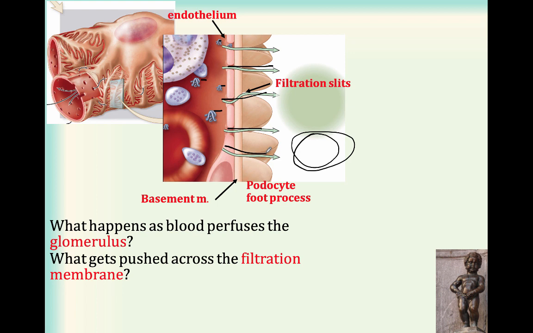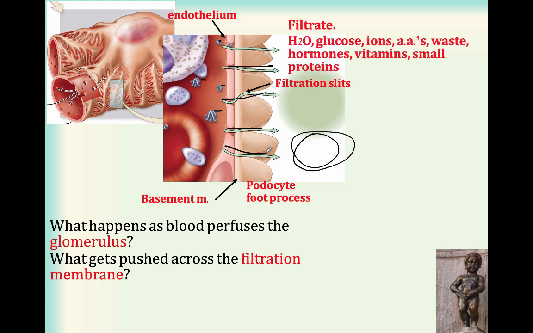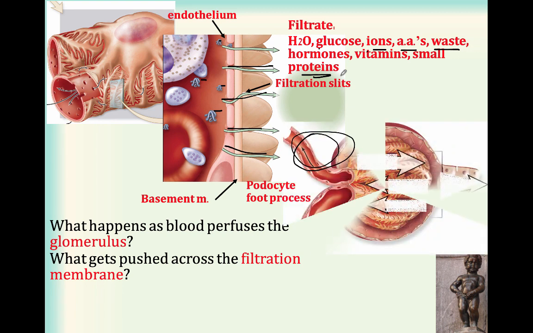What is it that gets pushed across the filtration membrane? Filtrate. What is filtrate made up of? Not surprisingly, the vast majority of the filtrate is water. But we also have lots of solutes in there. Glucose gets across. A lot of ions get across, all those important ions that we've talked about: sodium, potassium, chloride, calcium, magnesium, amino acids, waste products including ammonia, urea, uric acid. Hormones and vitamins can also get across. And some protein does get over there, not a lot, but some. None of the larger proteins will do that.